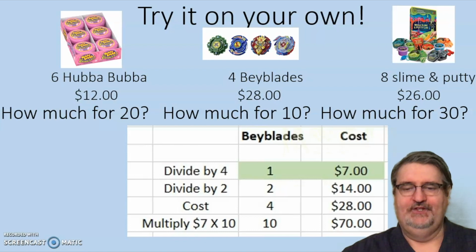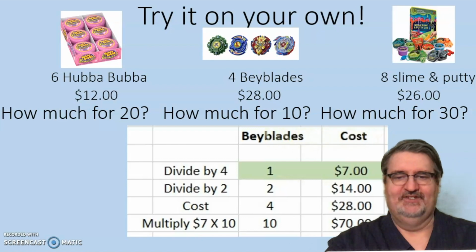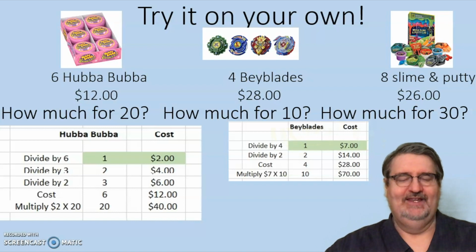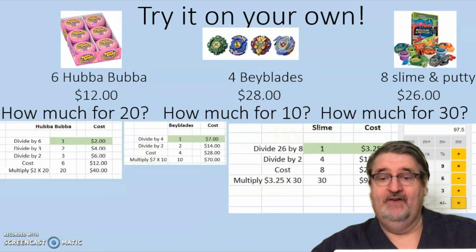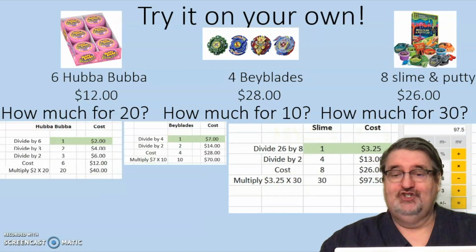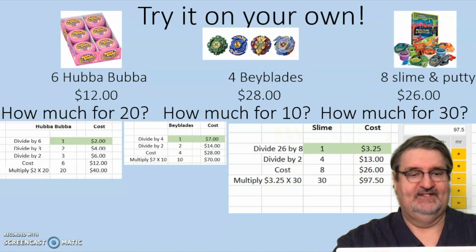Beyblades, we see that the unit rate is $7, and if it's times 10, 7 times 10 is $70. Good job. For the next one, the Hubba Bubba, the unit rate is $2, and to multiply 2 times 20 is $40. For the last one, we have 8 Slime and Putty. We want to know how much 30 would cost when it's $3.25, and the answer was $97.50.